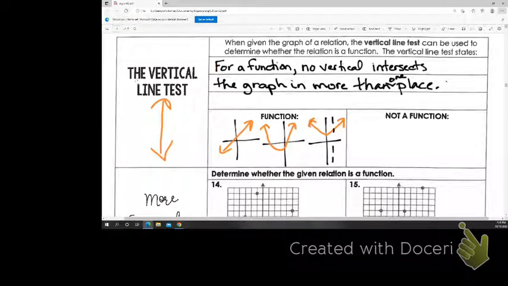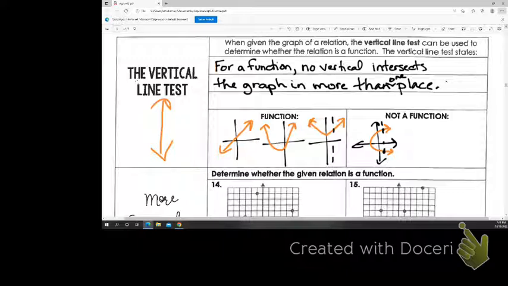Some examples that are not a function. Alright, so not a function, if I took that parabola and put it on its side, that would not be a function because this vertical line crosses in more than one place. We do not want points on top of each other.